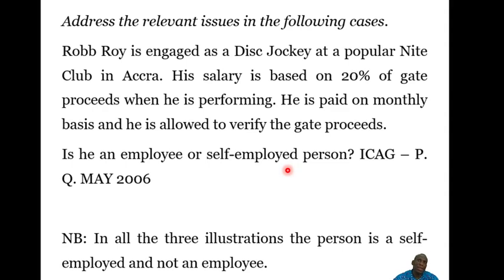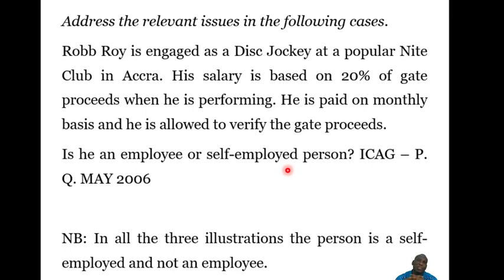Rob Roy is engaged as a disc jockey at a popular nightclub in Accra. Remember, examiners are tricky. So when you see some words, don't be carried away with those words. Analyze them before you start working your questions. Very important. His salary is based on 20% of gate proceeds when he is performing. He is paid on a monthly basis and is allowed to verify the gate proceeds. Is he an employee or a self-employed person?